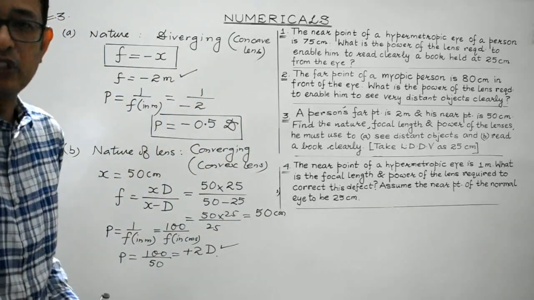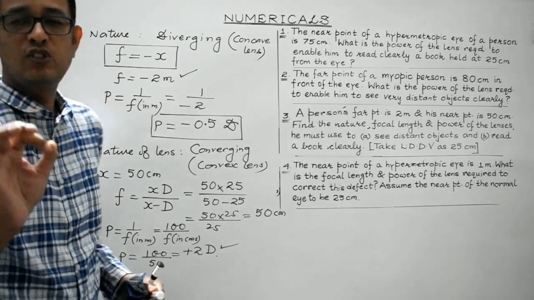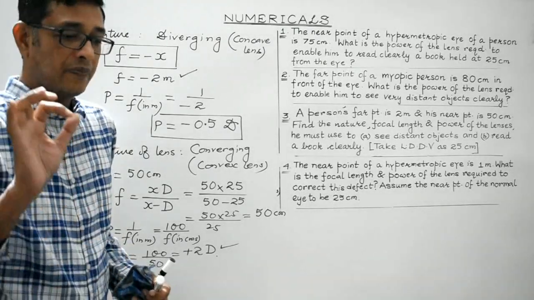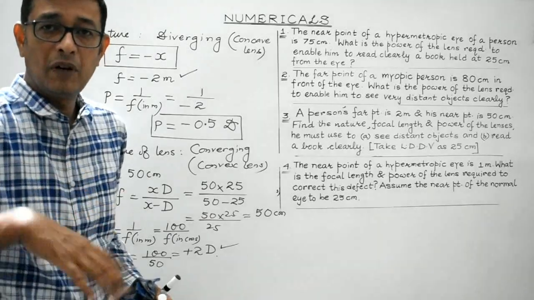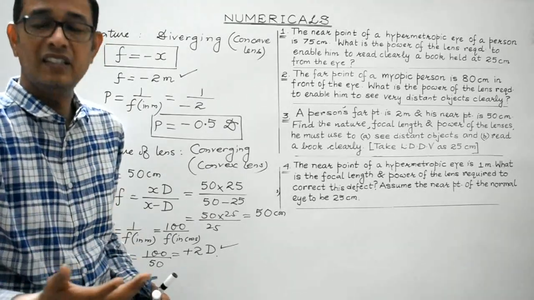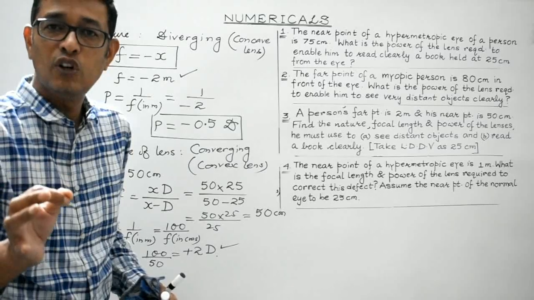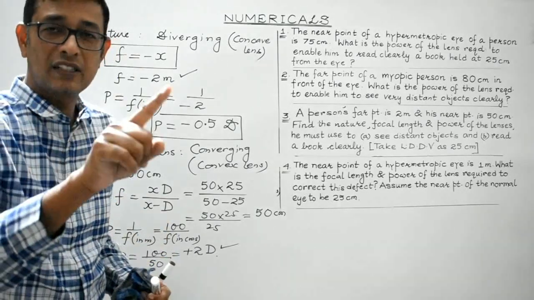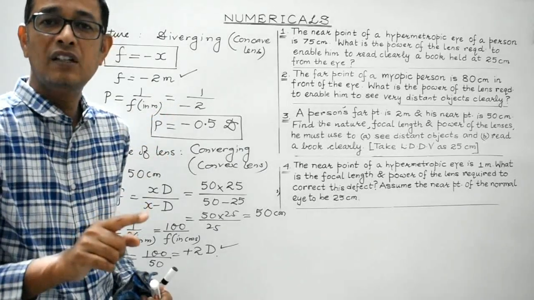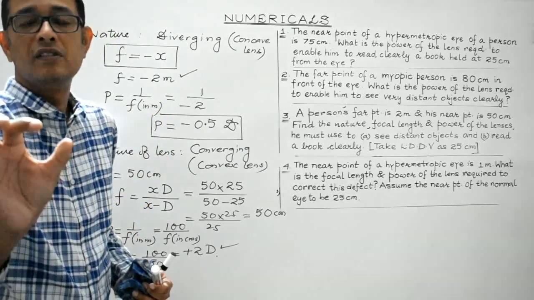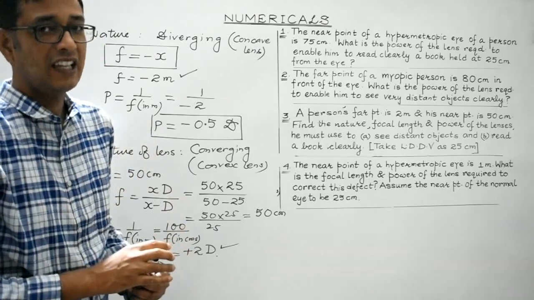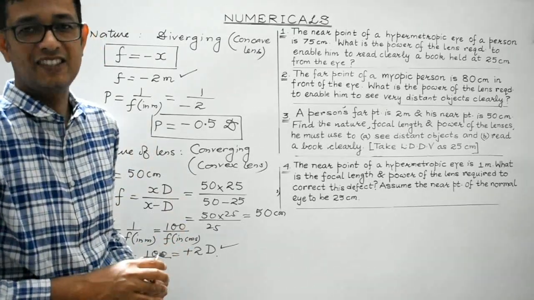I hope you have understood the concept. The only formula to be used is, in case the person is suffering from myopia or nearsightedness, then he needs to make use of a concave lens. And what should be the focal length of the concave lens? It should be equal to the far point of the myopic eye. That is, f should be equal to minus x, right?